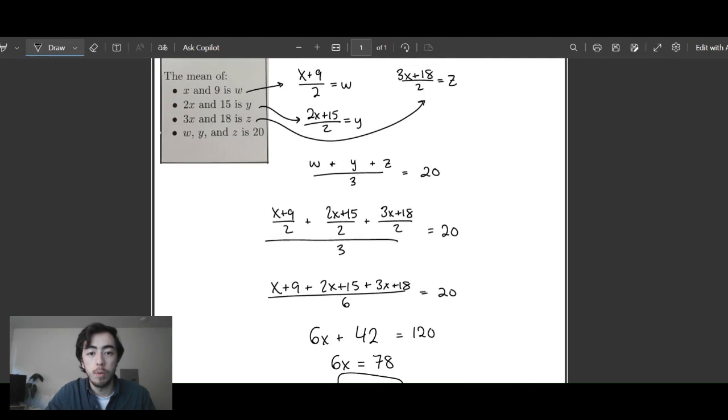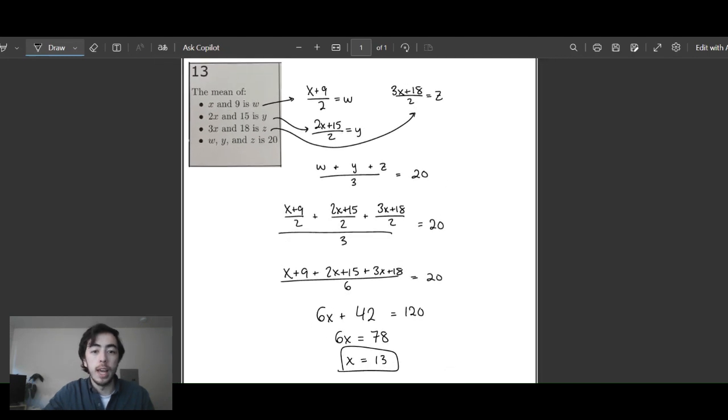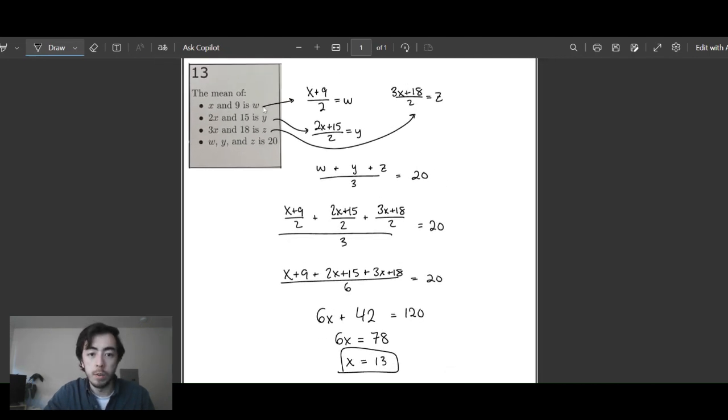It looks like this problem was all about writing out expressions for each of your 3 variables, then doing some substitution, and then solving for x.